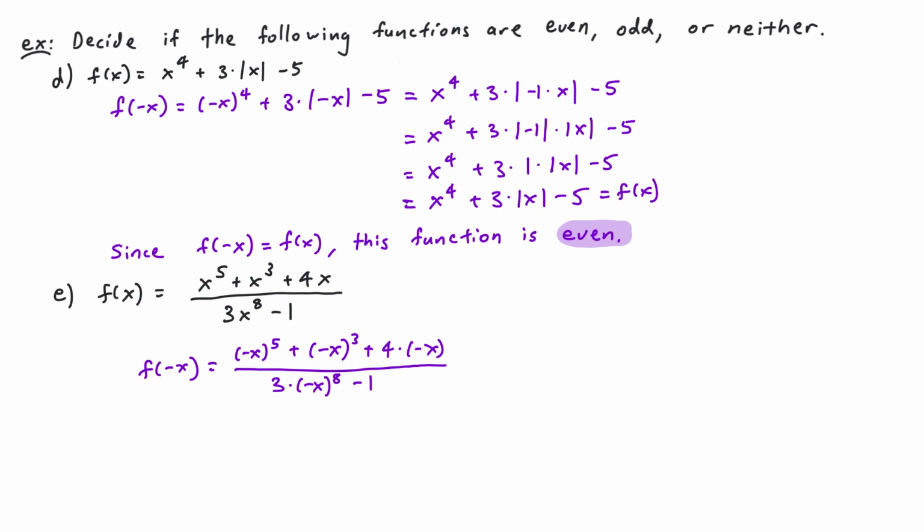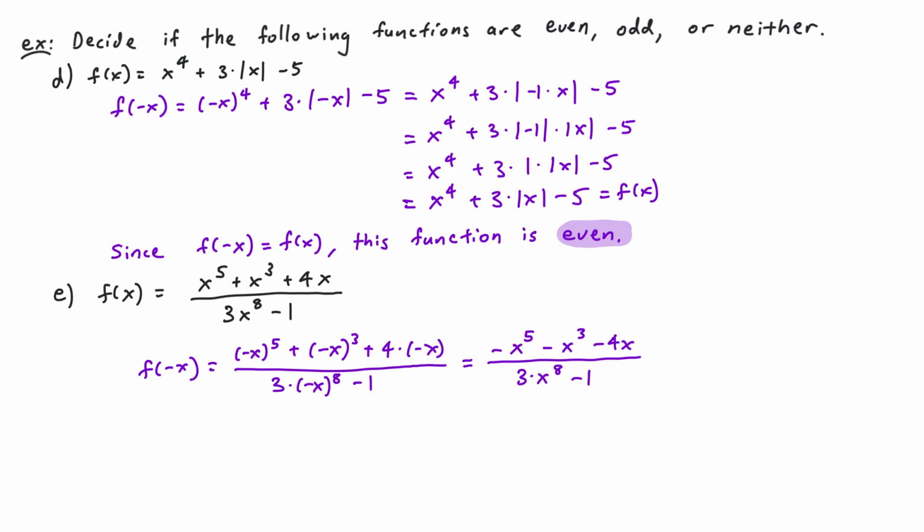Once again, we want to remember that if you have negative x all raised to an odd power, it simplifies to negative of x to that odd power. And if you have negative x all raised to an even power, it simplifies to positive x to that even power. So our fraction here simplifies to negative of x to the fifth, and then minus x to the third, and then 4 times negative x gives us a negative 4x. All of this is divided by 3 times x to the 8th power minus 1. So this here is our f of negative x.